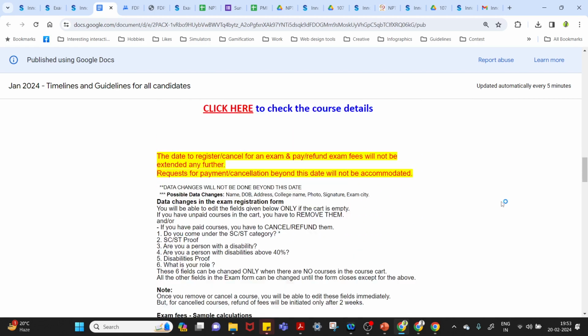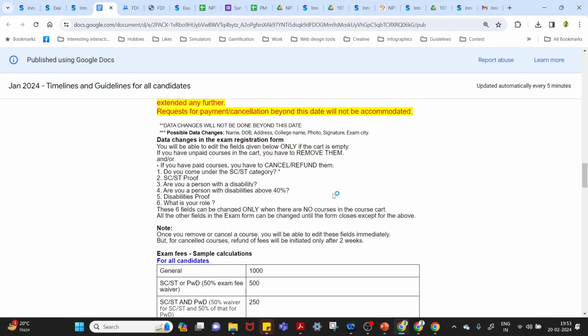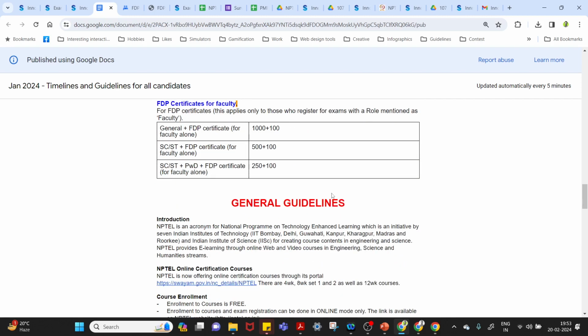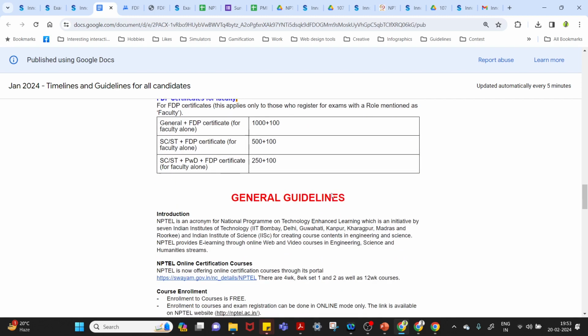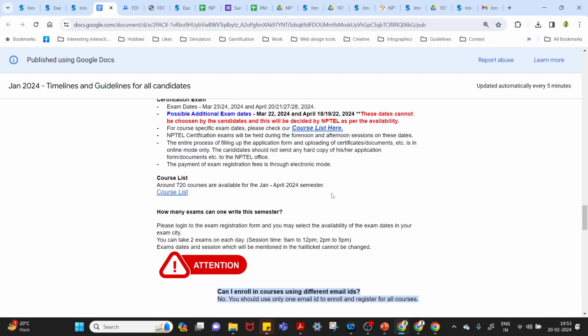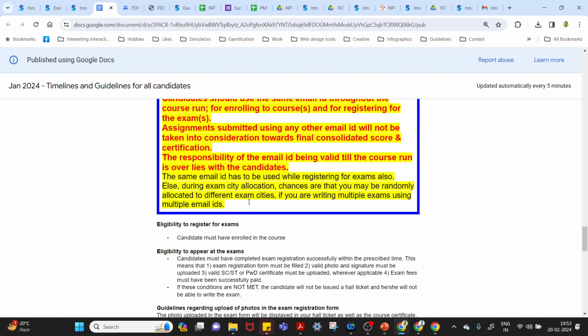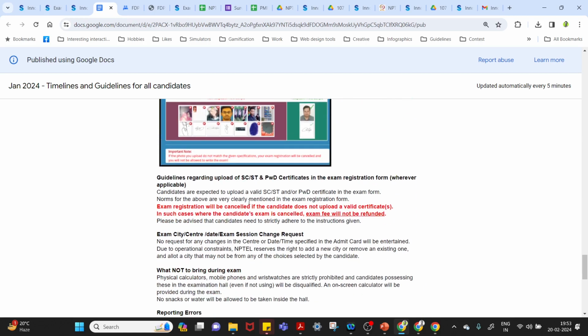So even I haven't gone through it thoroughly because I haven't taken this course. But if you're doing it for your examination, please go through it because it will have certain minute details which will help you when you are appearing for the examinations. So you can see the course list, even the city list has also been given.